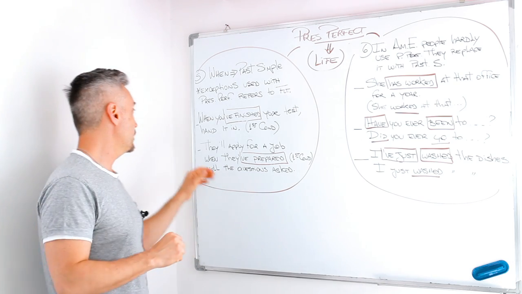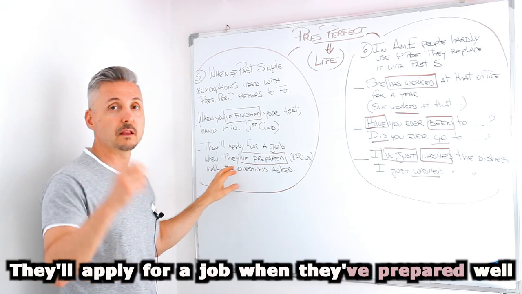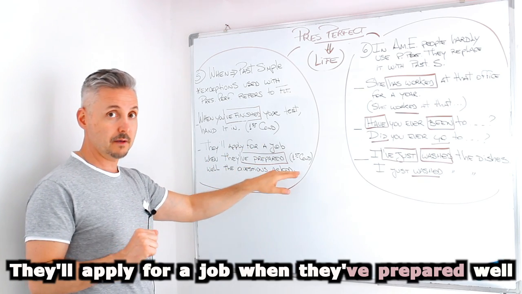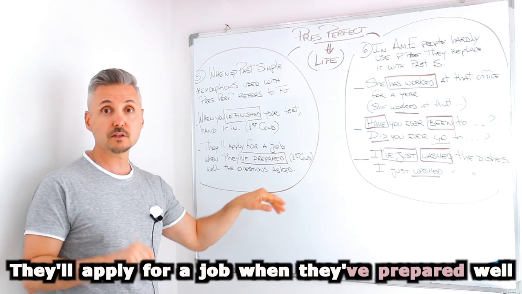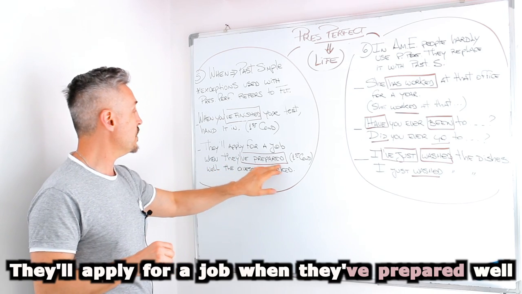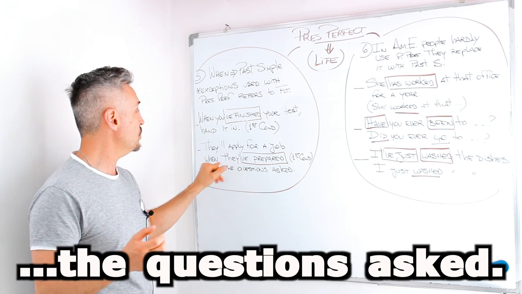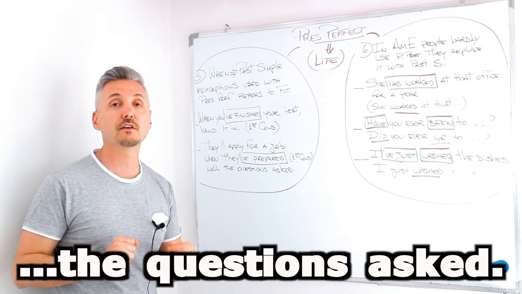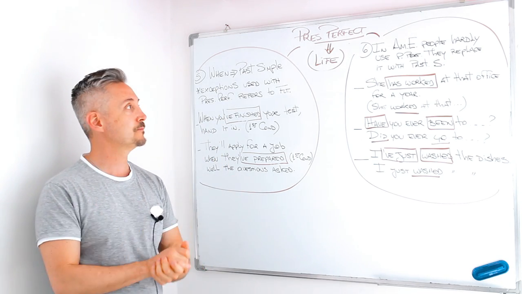The second example: they'll apply for a job when they've prepared well the questions asked. They'll apply for a job, and here is the future, the second part of the first conditional, which is the result, when they've prepared well the questions asked. And in this case, we have they've prepared, and there is the hint of the future. So when with the present perfect, sometimes.